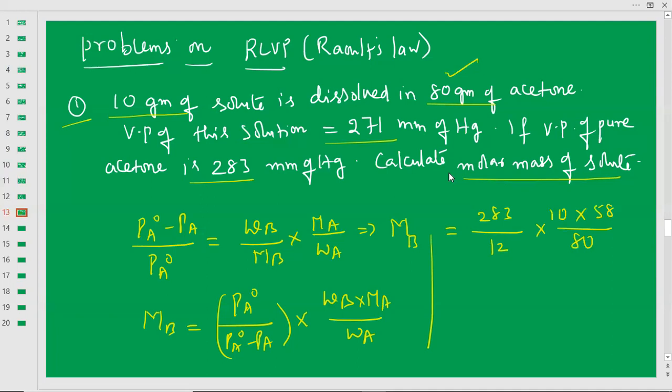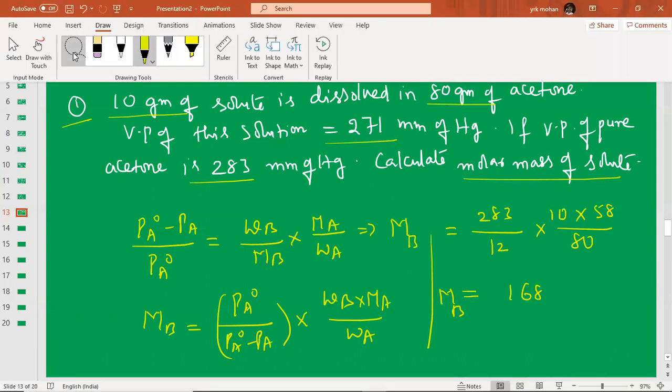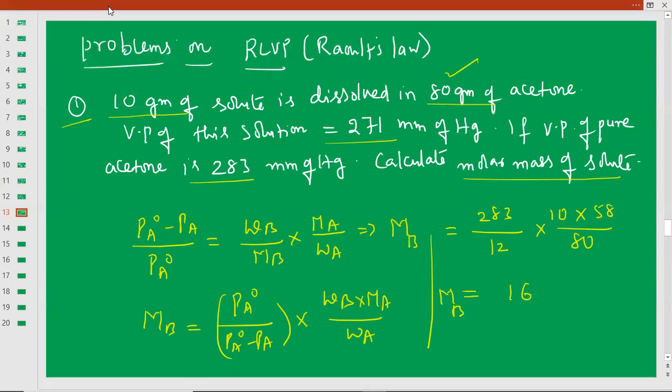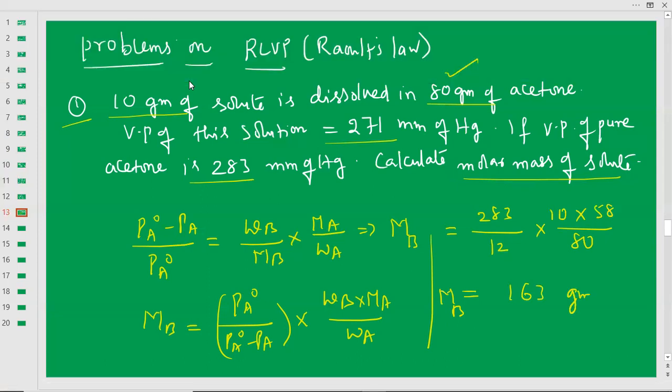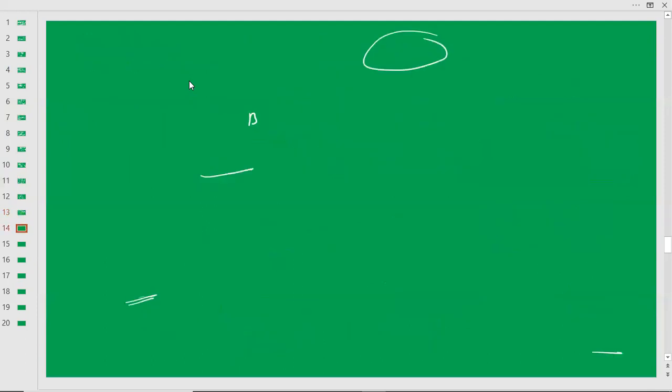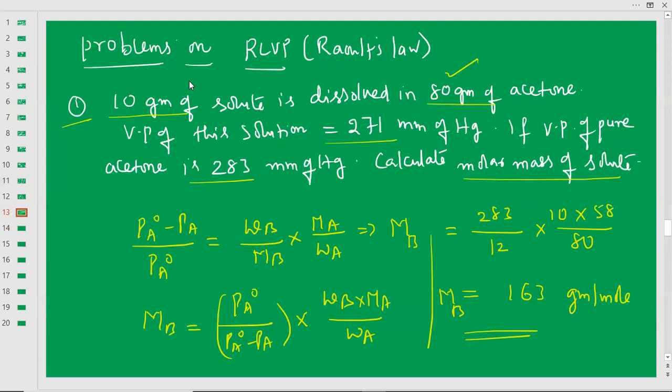Okay. Now upon substitution and calculation, the molar mass of solute we got is 163. I got the answer as 163 grams per mole. So 163 is the answer for this Raoult's law problem. Okay, let us move to the next problem.